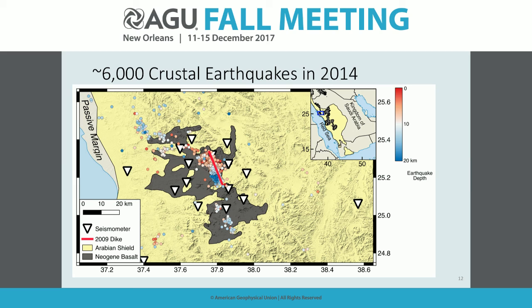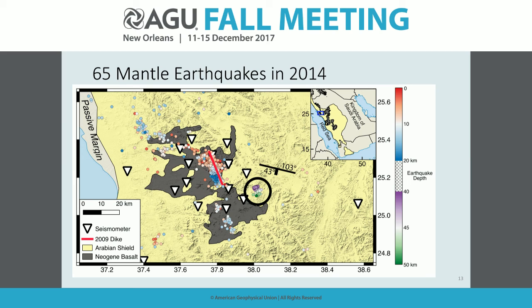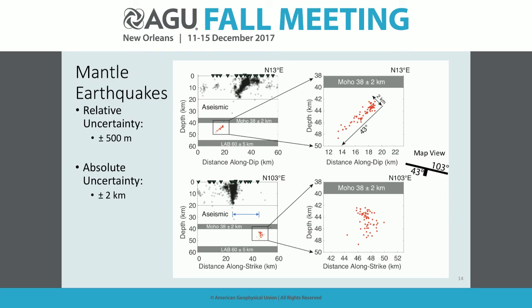During the exact same year, there were 65 earthquakes within the mantle, slightly disconnected by about 30 kilometers to the southeast of the tip of the dike. They line up on a plane with this strike and dip. And this disconnect becomes a lot more apparent in cross-section.